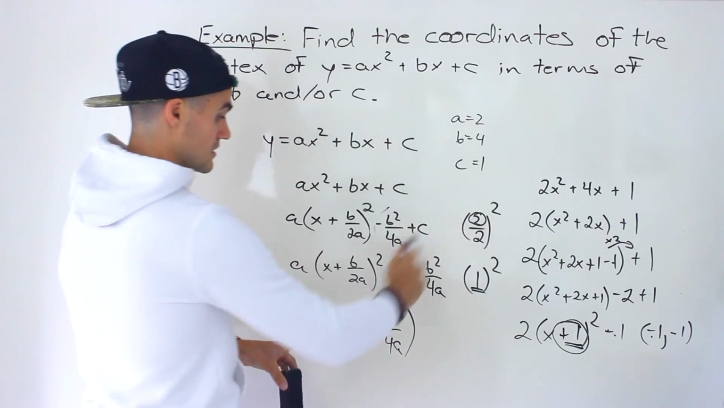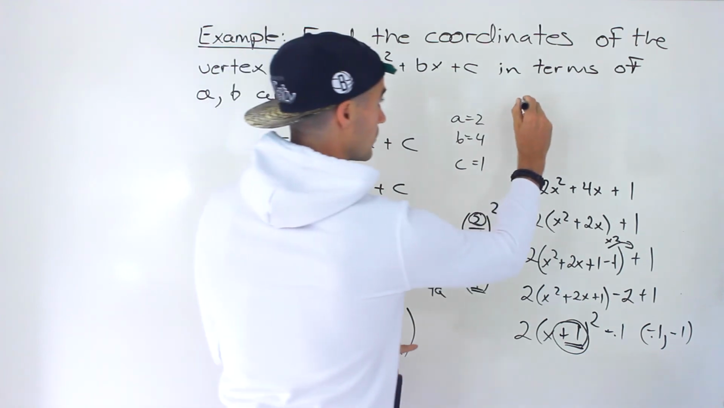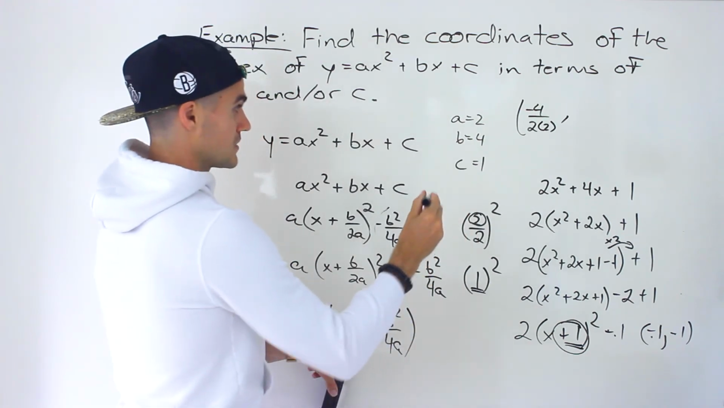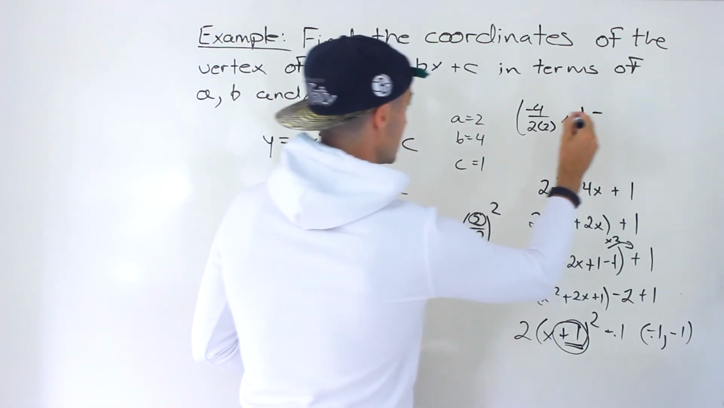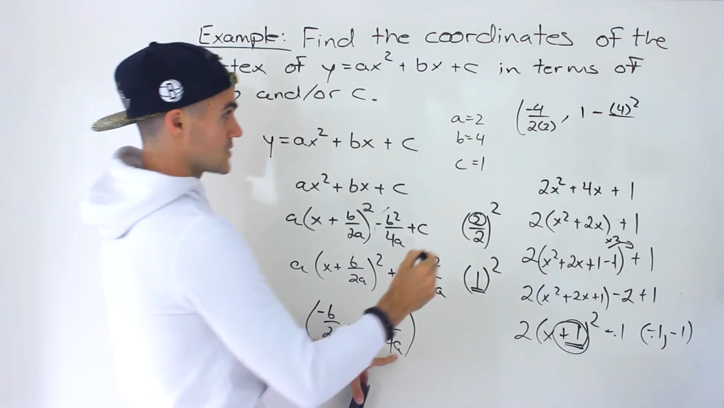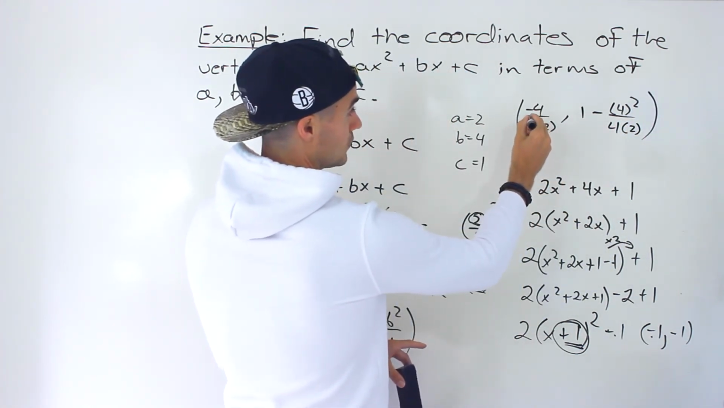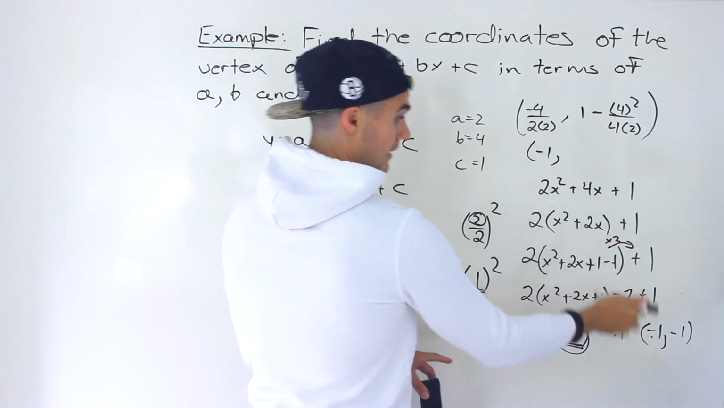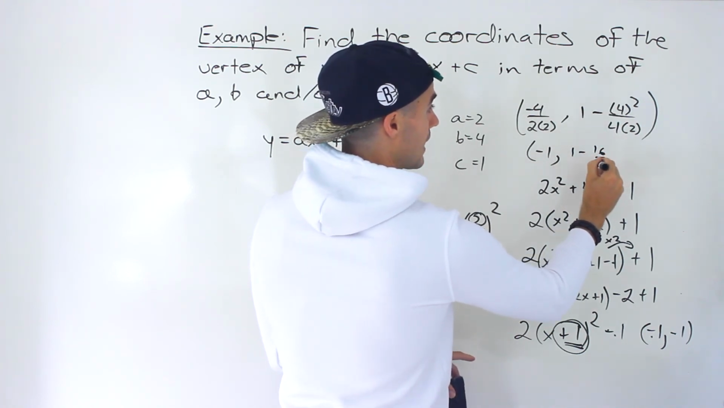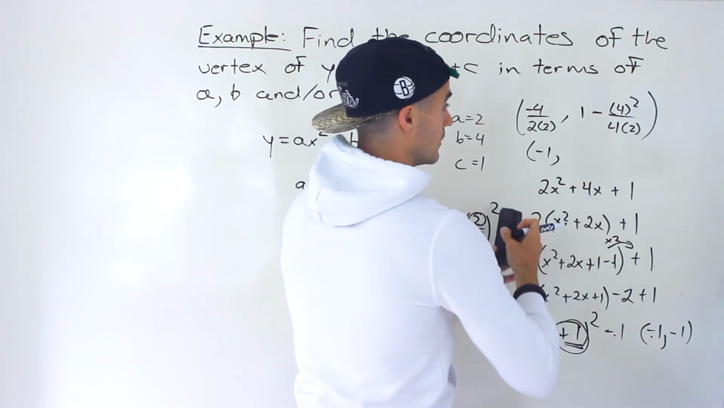Well, what would happen if we took this and plugged it into these expressions? We'd end up with -b, so we'd end up with -4 over 2 times the a value, which is 2. And then we'd end up with c, 1, minus b squared, which is like 4 squared, over 4 times a. So we'd have 4 times the a value of 2. And so if you do the algebra here, you'd have -4 over 4, which would give us -1. Then over here, you'd end up with 1 minus 16 over 8, which is like 1 minus 2, which indeed does give us that -1 right there.